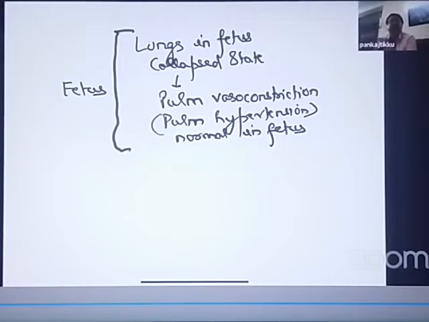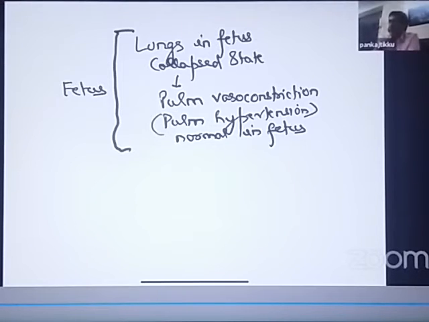That is why, because of the high pulmonary pressures, blood does not enter into the lungs in the fetus. But there is nothing to worry about, because in the fetus, the lungs are not performing oxygenation. It is the placenta which is performing oxygenation. So there is nothing to worry about.